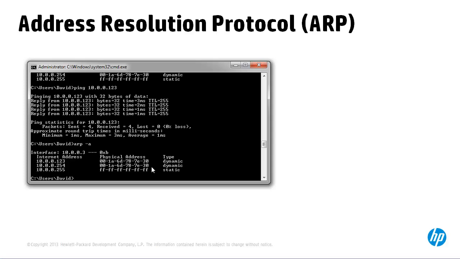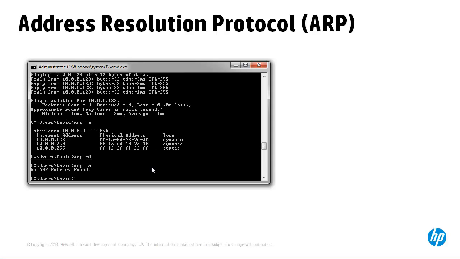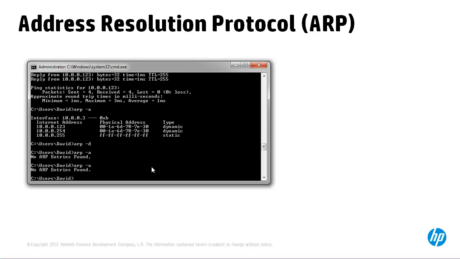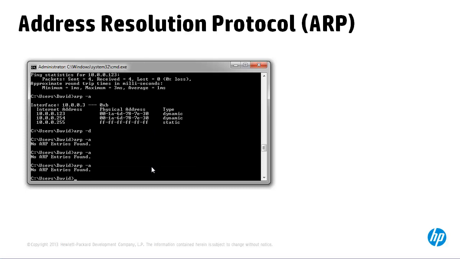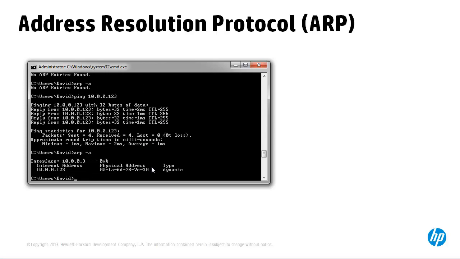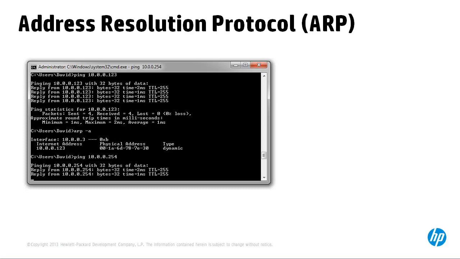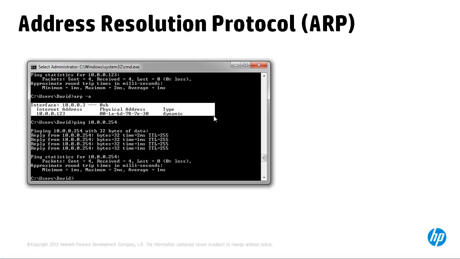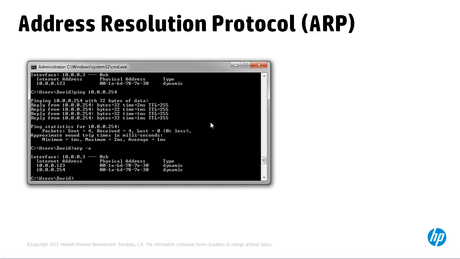10.0.0.254. If I delete the ARP cache again, so arp -d, notice no entries in the ARP cache, still no entries. Let's ping 10.0.0.123. Pings succeed. Look at the ARP cache. Notice there's an entry in the ARP cache now for 10.0.0.123. If I ping my default gateway, .254, previously there was no entry for that IP address, but now arp -a shows an entry for that IP address.